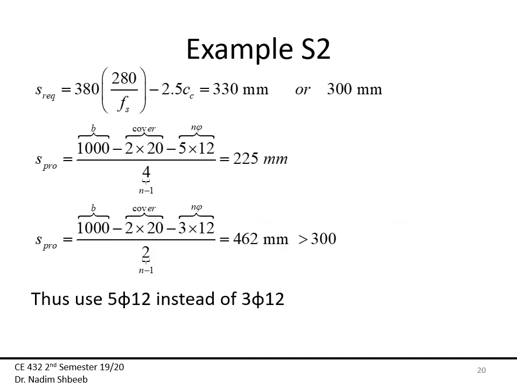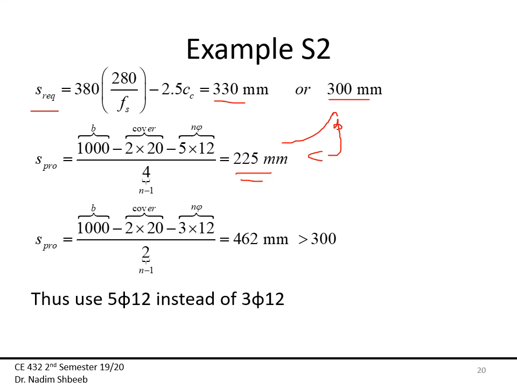Okay. Now going to the spacing, again, required I need 330 or 300, so the minimum is 300. So now I go to provided, which is the 1000 B minus the cover minus 5/4. I'm getting 225, which is less than 300 millimeters, so I am in the clear.